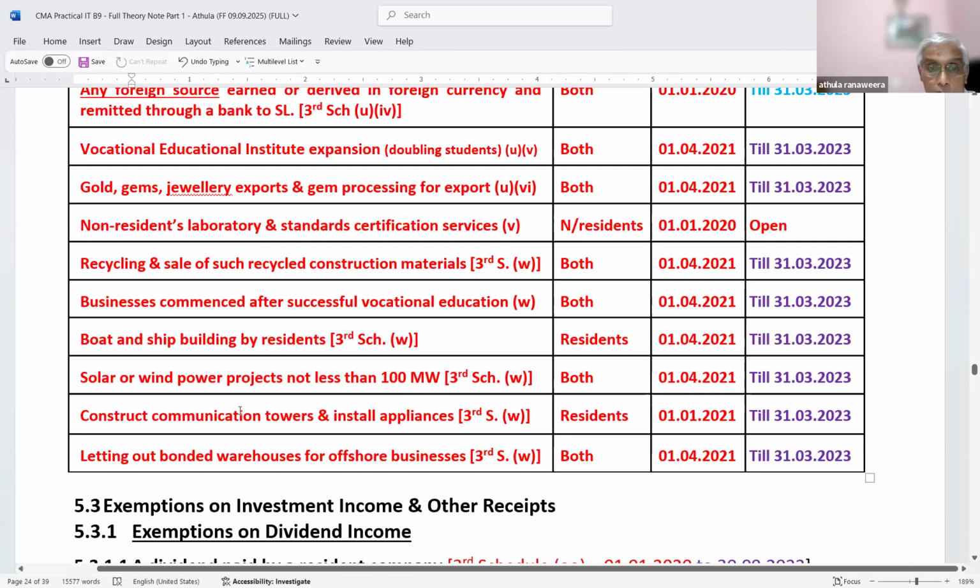Then construct communication towers and install appliances. Yes, communication is very much important for a country's development. Therefore, to promote the communication industry, they allowed resident people to get this benefit, to go and construct communication towers and do various installation and services related to that. They were getting a 2 year tax holiday. Then letting out of bonded warehouses for offshore businesses, there was a tax holiday. That is also, it was there only for 2 years.